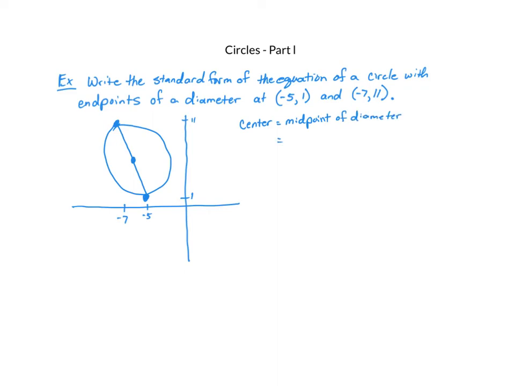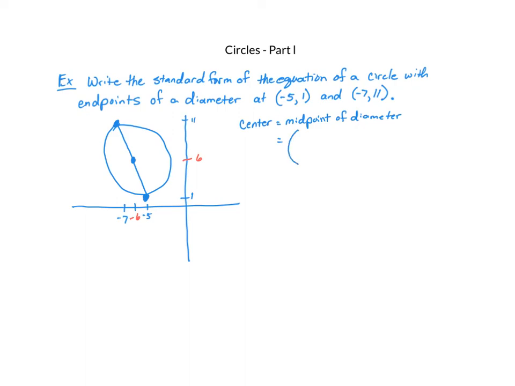And you could, by inspection, look at those perhaps. Notice halfway between -5 and -7 is -6. And halfway between 11 and 1 is +6. And we could use that. But what if it wasn't obvious to you, or maybe it's not obvious on this one? Let's use the formula for finding the midpoint.